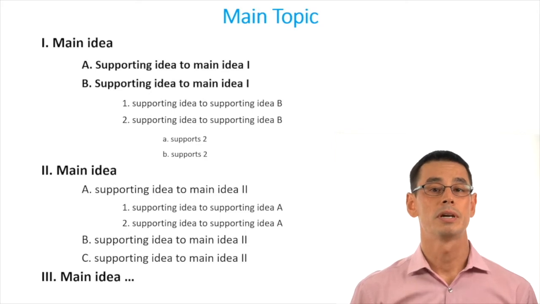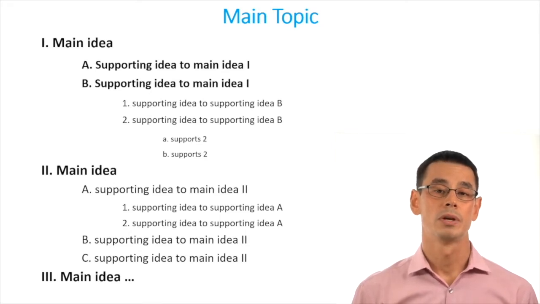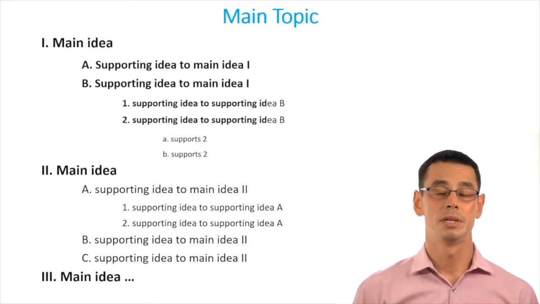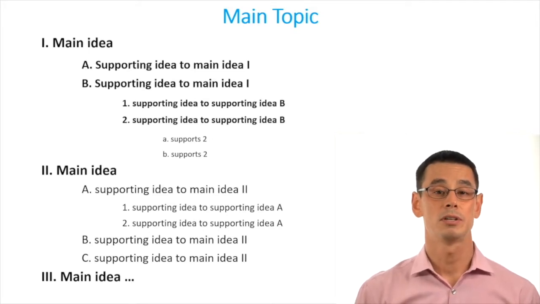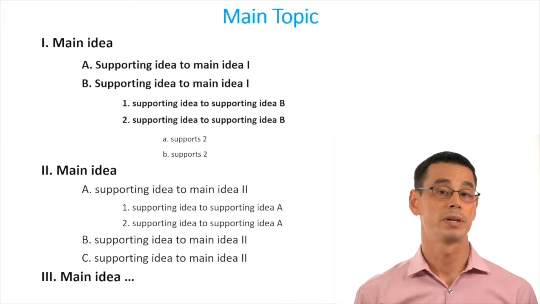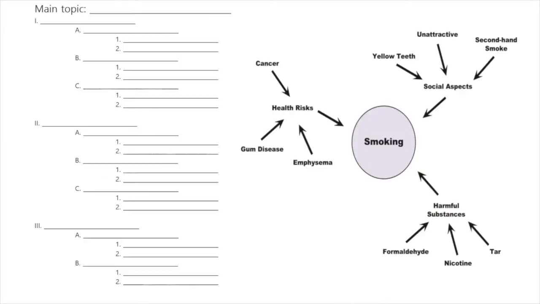So for example, here we have a 1 and a 2. The 1 and 2 support idea B. Again, idea B supports I. If you get very specific, you might have a lowercase a and a lowercase b, and so on.